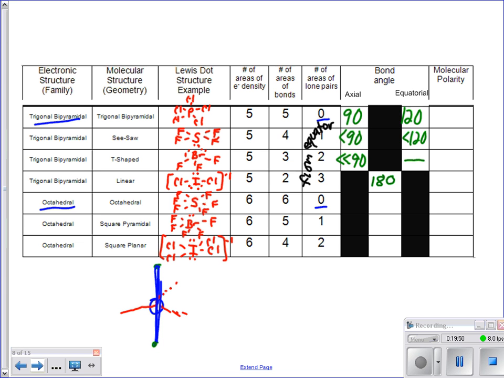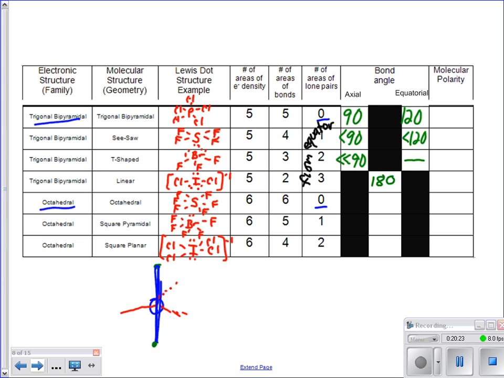Okay, now we move on to our last one, and this is going to be the one that has 6 areas of electron density. This is what your model should look like. I can hold it like this. It doesn't matter where I put my fingers. It all looks the same. So there is no equator and there is no axis. It is all identical. And hopefully you guys are playing around with this and convincing yourself of that as well.